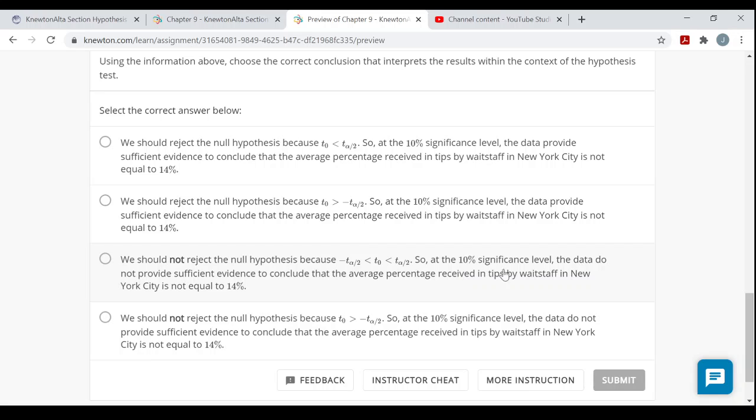So at the 10% significance level, the data do not provide enough evidence to conclude that the average percentage of tips received is not equal to 14%. That was that alternative hypothesis that we're not supporting. Right? We're keeping the null. We're keeping the fact that the mean is 14%. We're going to say that's probably more likely than the alternative.